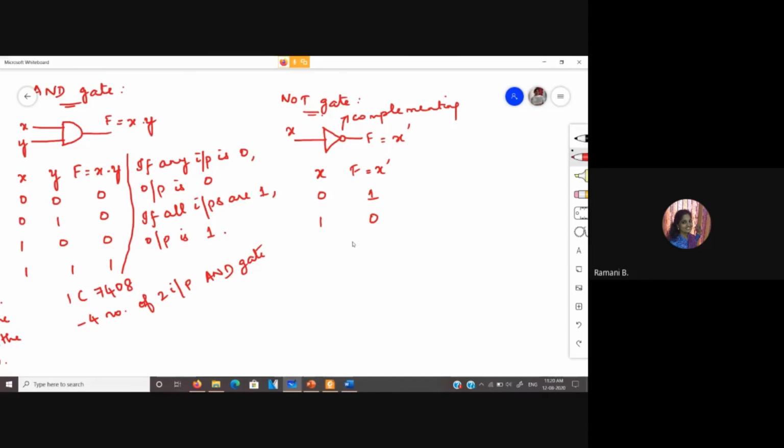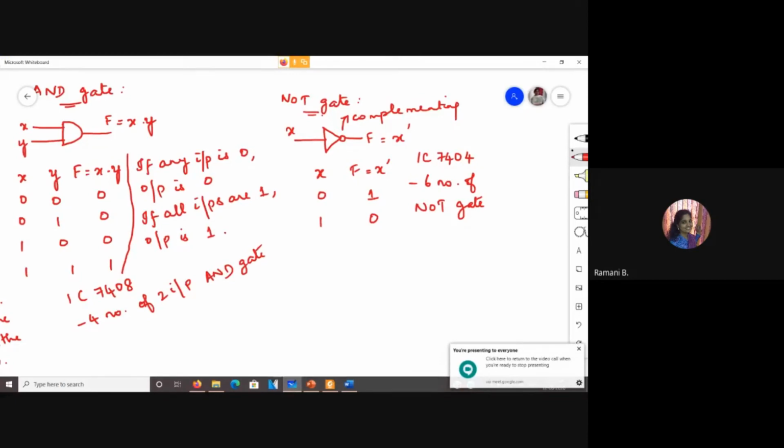Okay. And the IC number for this is IC 7404. As this has only 2 pins involved, that is X and X bar, only one input and one output, this particular IC has 6 NOT gates. Okay, all these are 14-pin ICs. So this OR, AND, NOT are the basic gates.